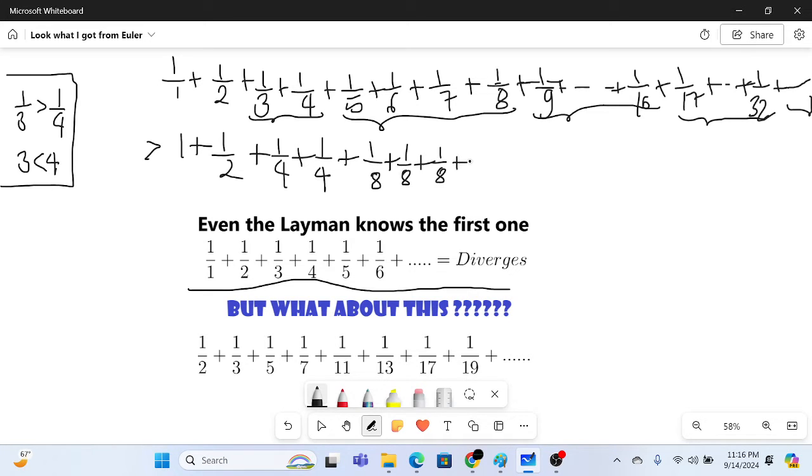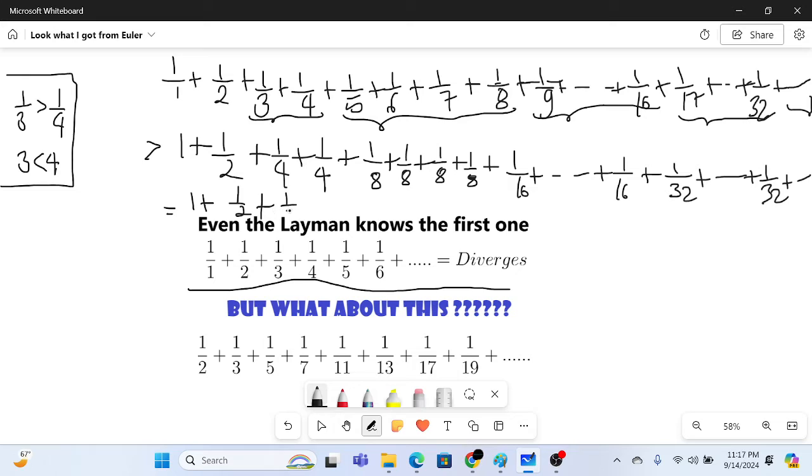Now why I'm doing it like this will be obvious in some minutes. Again, 1 by 9 is bigger than 1 by 16, so there will be 8 1 by 16s, right? After that there will be 16 1 by 32s and so on. And now this new sum is lesser than the harmonic sum. Now this is 1 plus 1 by 2. There are 2 1 by 4, so that's 1 by 2. There are 4 1 by 8, so that's 1 by 2. There are 8 1 by 16, which is 1 by 2. Again 1 by 2, 1 by 2, 1 by 2.